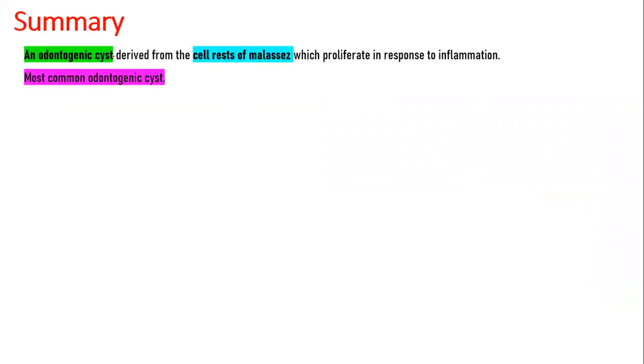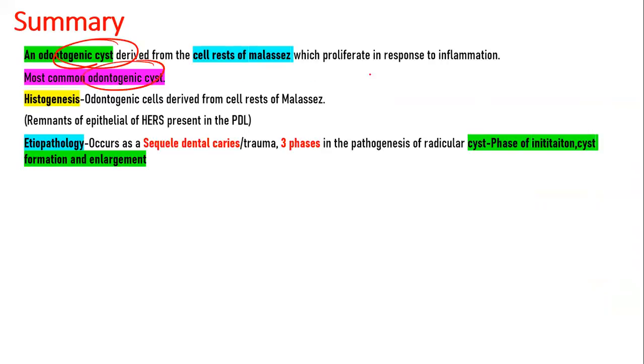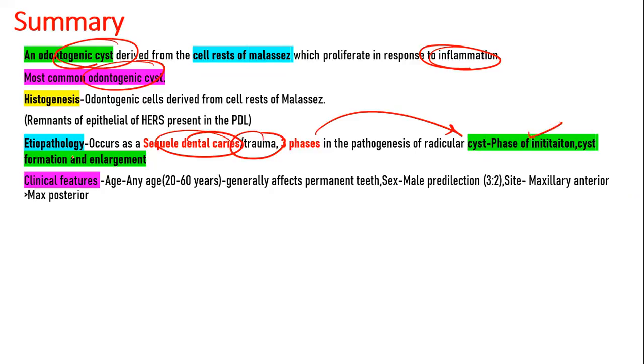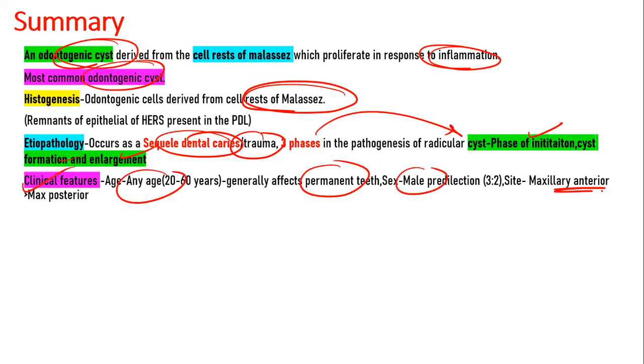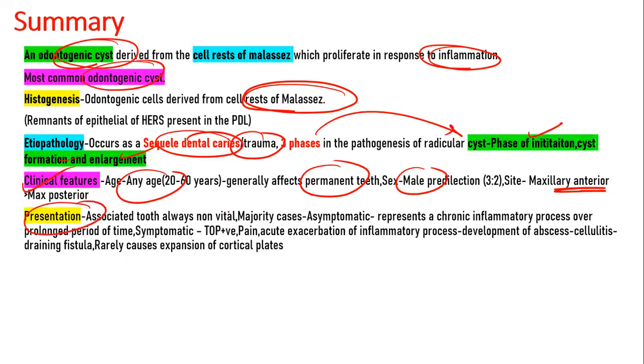To summarize, the radicular cyst is an odontogenic cyst. It is the most common odontogenic cyst, which is an inflammatory odontogenic cyst. It occurs in response to dental caries or trauma, and grows in three phases: initiation, formation, enlargement. There's proliferation of cell rests of Malassez. The clinical features: any age, permanent teeth, male predilection, maxillary anteriors. In the presentation, always a non-vital tooth. Majority is asymptomatic.